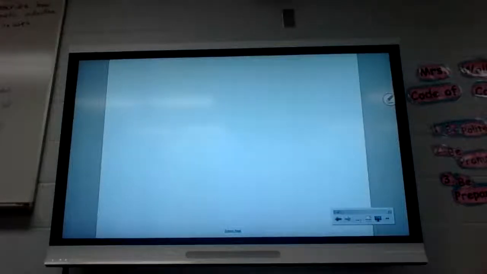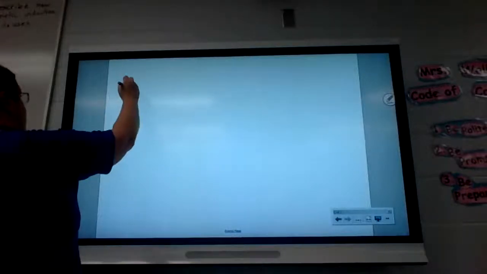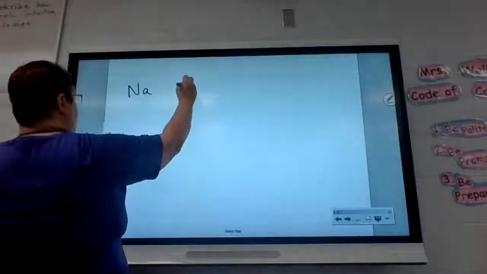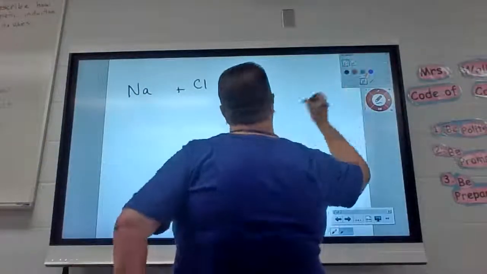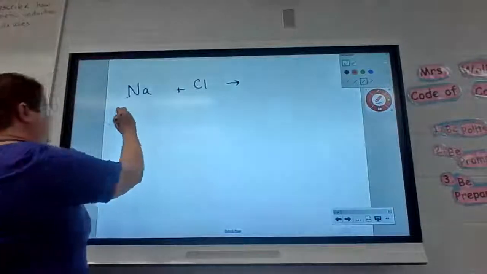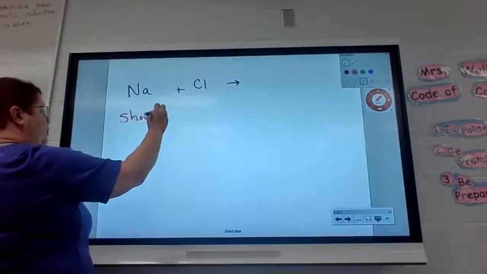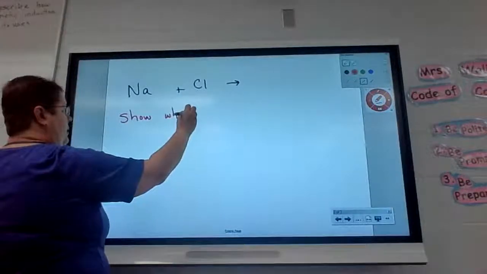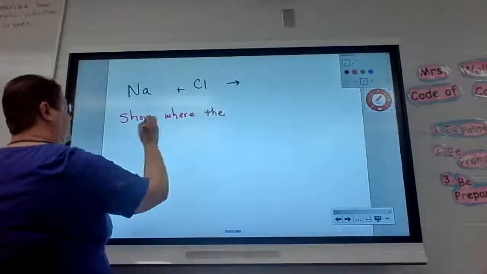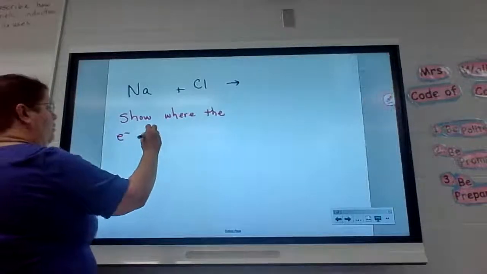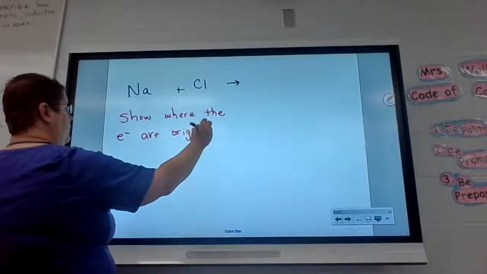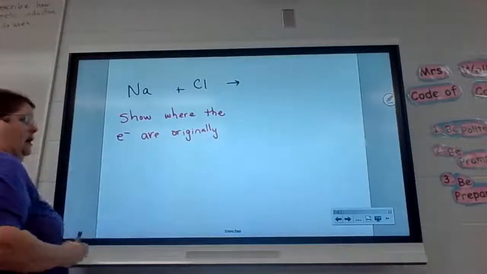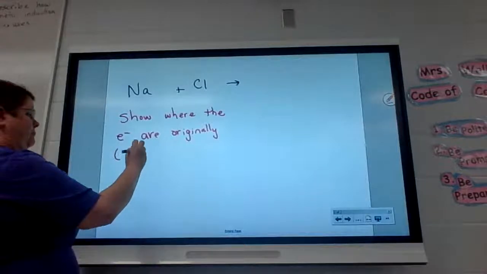All right, so if we take the equation I was getting ready to do, Na plus Cl yields. On this side, you show where the electrons are originally. So it's essentially a dot diagram.